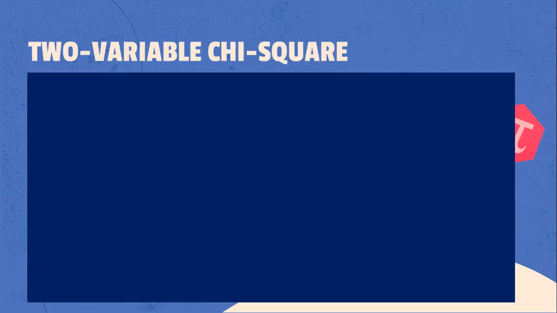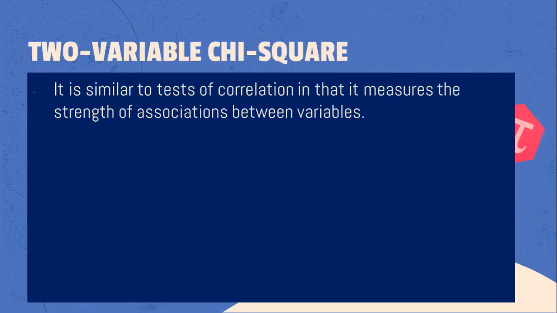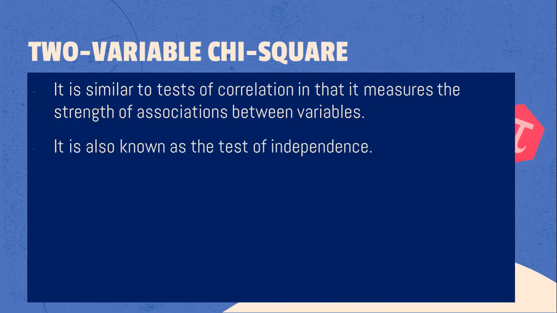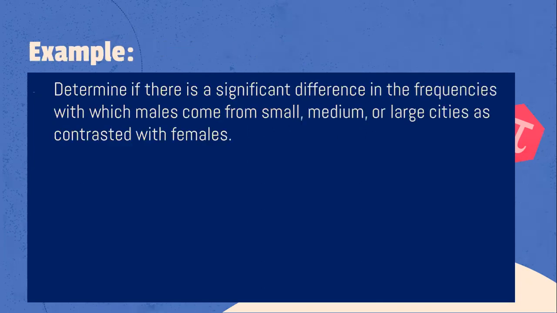What is two-variable chi-square? It is similar to a test of correlation in that it measures the strength of associations between variables. It is also known as the test of independence.